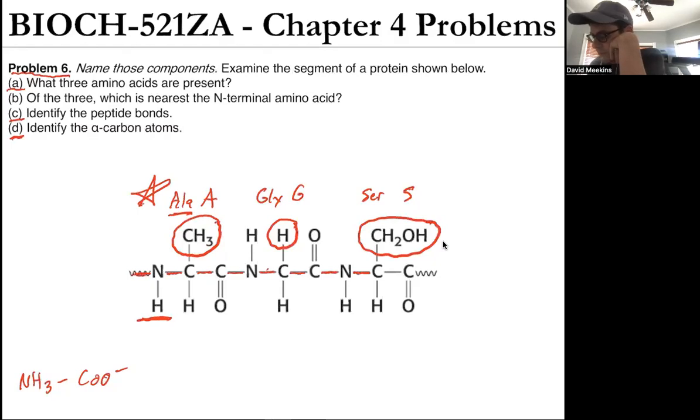So this is actually a peptide bond here, but I'm going to put lines above these so you can see, because I already circled them. So this right here is the alpha carbon. It's bound to an amino group and a carboxylic acid group. And then that carboxylic acid group is bound to the next amino group. So this is the peptide bond.